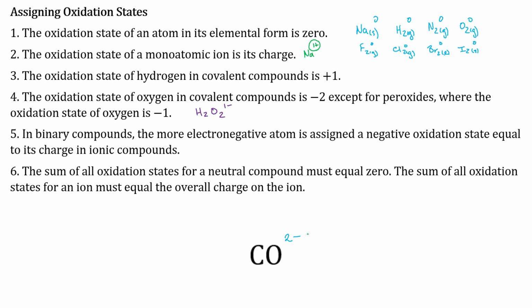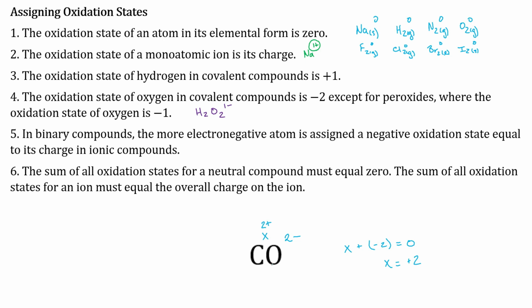Now we need to figure out what the oxidation state is on carbon. So I'm going to call that X. I don't know what it is, but I'm going to use rule number 6 to figure out what that oxidation state is. So carbon monoxide is a neutral compound. That means all of the oxidation states must add up to equal 0. So if you want to put this in mathematical terms, my oxidation state on carbon, which I'm calling X, plus my oxidation state on oxygen, which is -2, must equal 0. Therefore, my value of X here must equal +2. And that is my oxidation state on carbon.